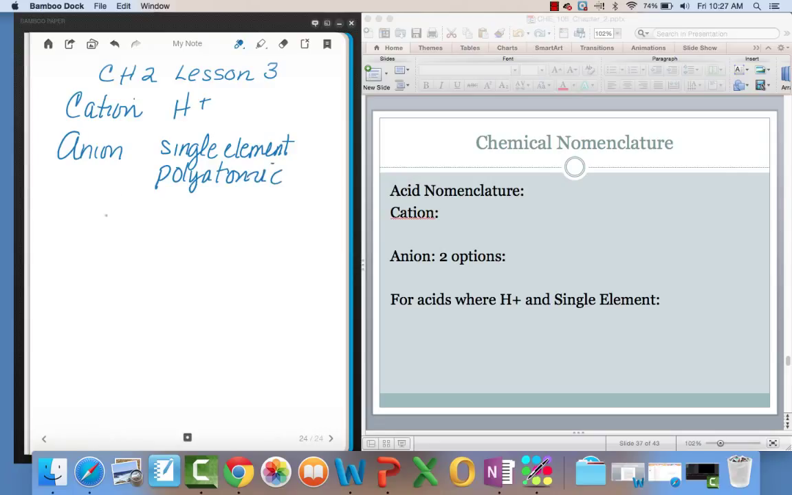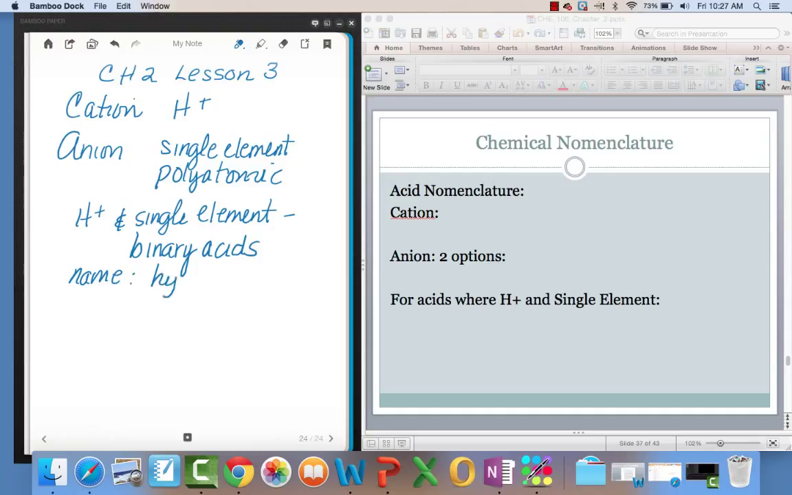So for acids, when it's H plus and a single element, these are referred to as binary acids. And we simply start by naming hydro, and then we take our negative ion, whatever it is, and change the ending to ic. I'll give you some examples on the next slide.